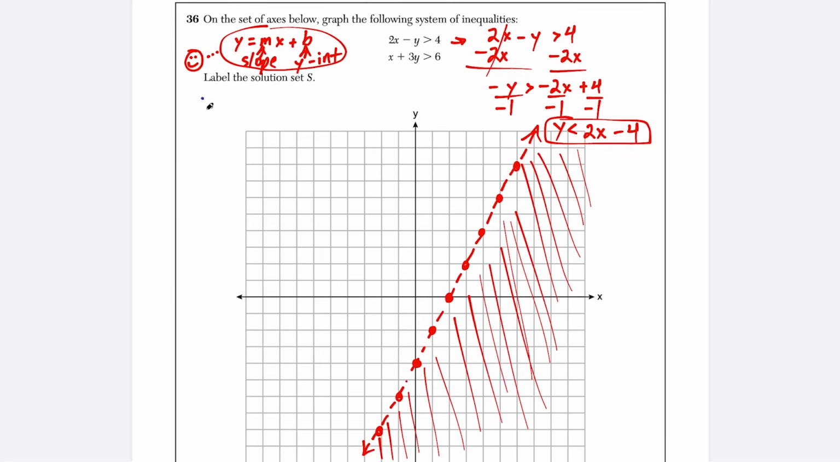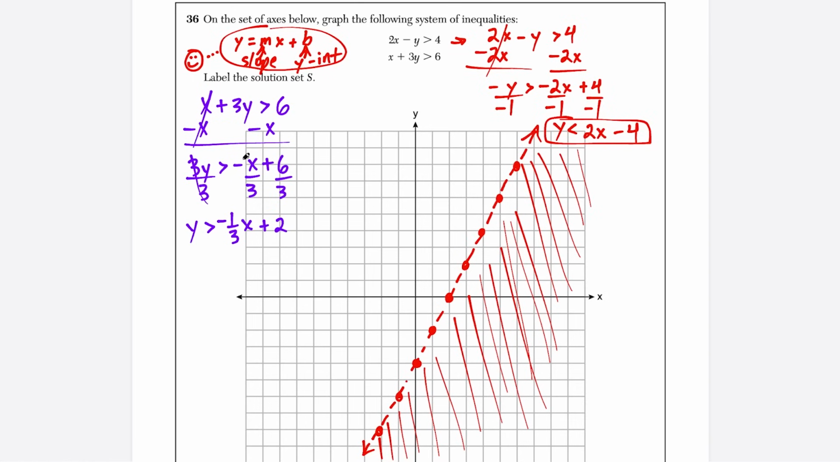Now for the second inequality, x plus 3y greater than 6, we're going to solve for y by subtracting x first. So we're going to do minus x on both sides, and now we have x minus x canceling. We have 3y is greater than negative x plus 6, and now I'll just divide everything by 3. Okay, so we're dividing all the terms by 3. And we're dividing by a positive, so we don't have to worry about the sign flipping. And now this I'll write as negative 1/3 times x plus 6 divided by 3 is 2.